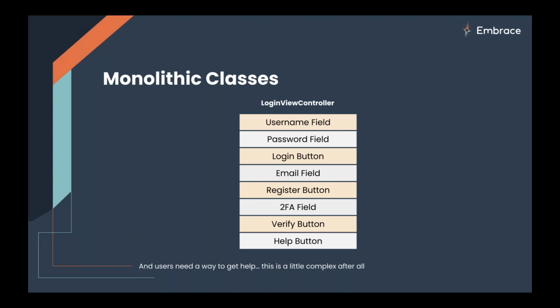This view controller likely has animation code and showing and hiding code for these fields. You might have to hook these up like this. You're going to have to hide the password when you're registering a new user. Well, the help stuff's going to kind of cover everything up. Quickly this devolves into what we think of and call spaghetti code.